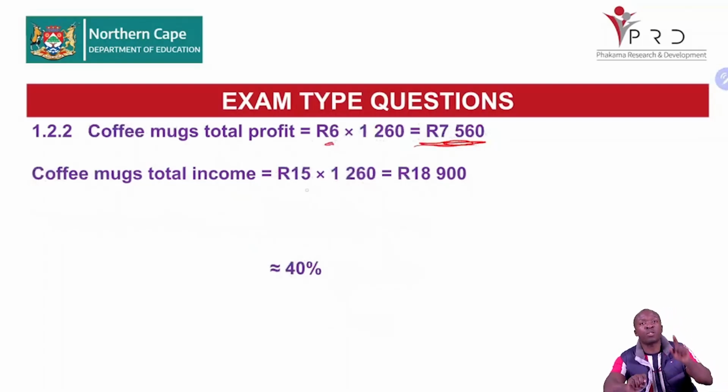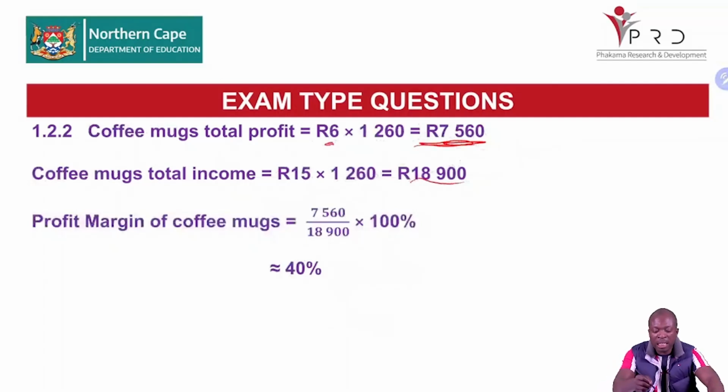The coffee mugs, what is the total income? Because we sold each one for 15 rand. So 15 rand times 1,260, we made a total income of 18,900. So can you see the profit and the income I've got? I want you to substitute. I want you to put the values there before I reveal to you which approach we use there. Let's go. Work it out until you get the 40%.